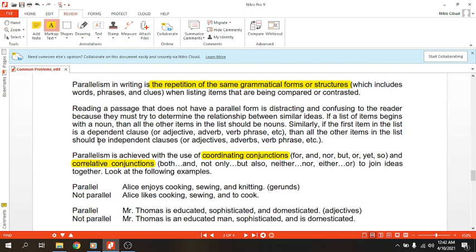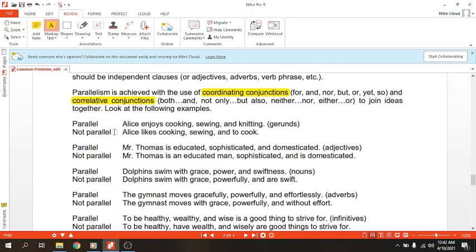Kita langsung aja ini. Contohnya. Alice enjoys cooking, sewing, and knitting. Semuanya gerund ya. Jadi cuma kamu sewing. Cooking. Ini knitting. Nah, yang biasa salah itu Alice enjoys cooking, sewing, to cook. Itu nggak boleh. Harus gerund.